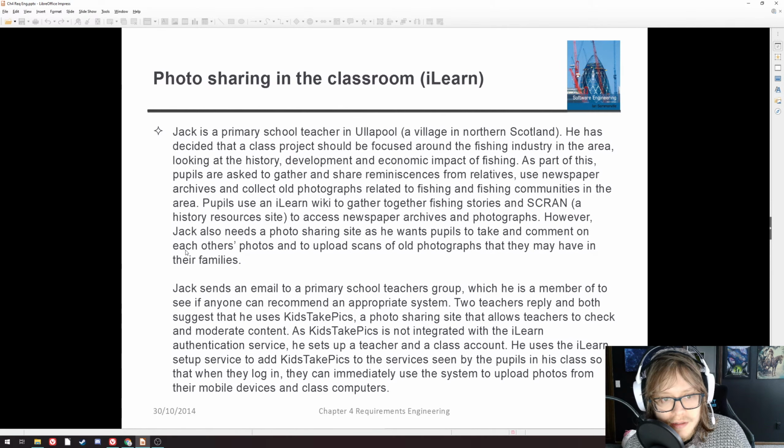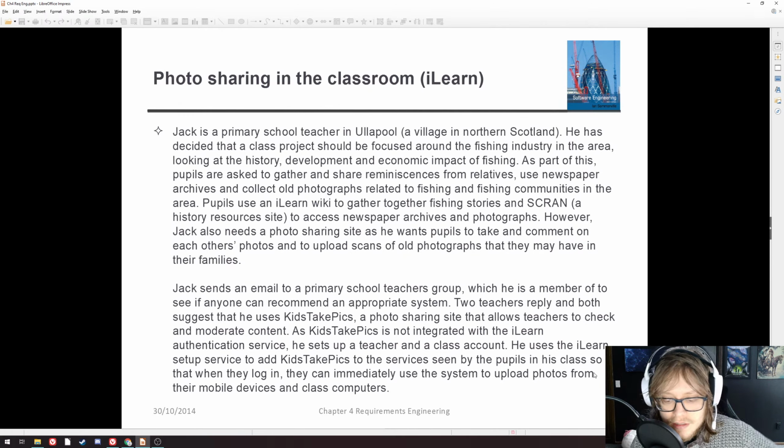So, skipping ahead, pupils use an iLearn wiki to gather together fishing stories, and Scran, a history resources site, to access newspaper archives and photographs. However, Jack also needs a photo sharing site, so we're describing his problem there, and so on, how the system solves the problem, how Jack interacts with it. Wonderful things happen, and then he uses the iLearn setup service to add a photo-taking service to those seen by the pupils in his class, so that when they log in, they can immediately use the system to upload photos from their mobile devices.